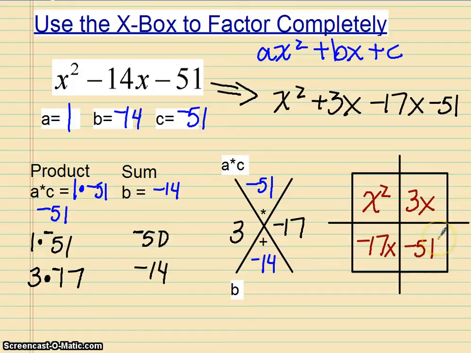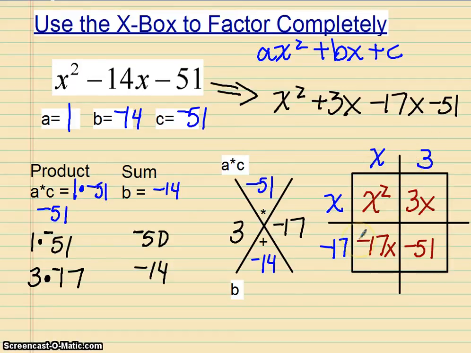Then we look for the greatest common factors of each row and column. So the greatest common factor is x for this row, and then for this row it's negative 17. We know that 17 is a factor of 51. We figured that out back here. They're both negative. This column, x, is our greatest common factor. And this one, it is 3.